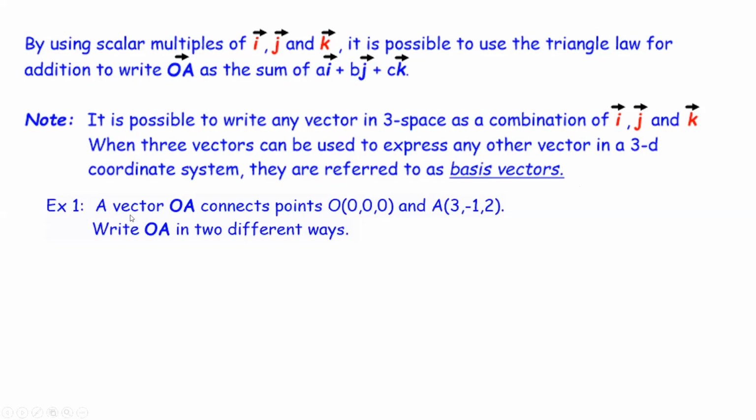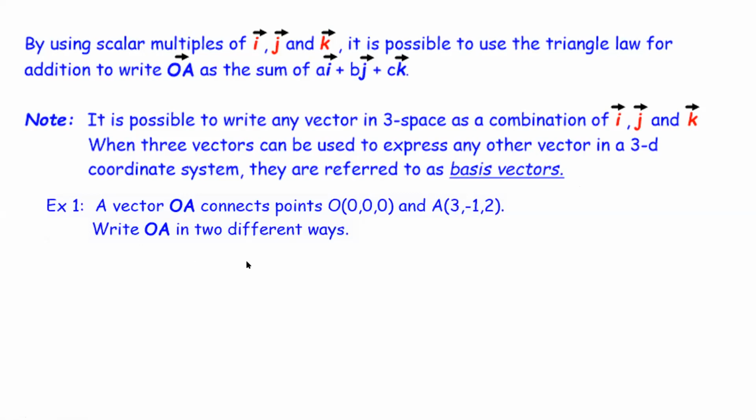So let's start with our first question. It's asking you, all right, well, first of all, it says a vector OA connects the 0, 0, 0, that's the origin, right? To A, which is at 3, minus 1, 2. So this is a point. Now this OA should have an arrow on top. So I apologize that not every time I refer to a vector, I have the arrow on top. I try to do it most times, but not all the time. Sorry about that. Write OA in 2 different ways.